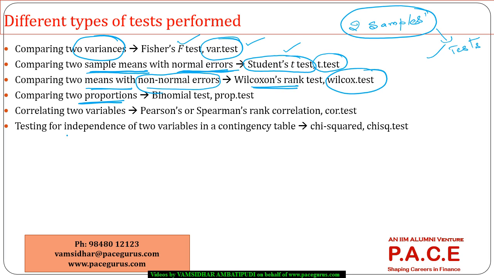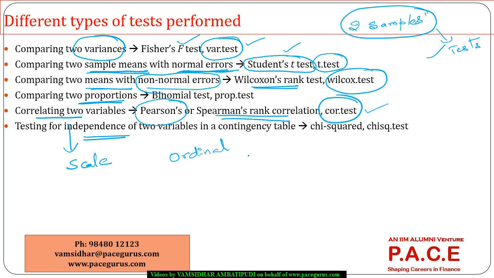Then, if I want to find out the correlation between two scale variables or two continuous variables, then I can use a Pearson correlation coefficient. And if I want to compare the correlation between two ordinal variables, then I can use Spearman's rank correlation coefficient. And both of them can be executed through a function called cor.test, which is what is trying to find out the correlation between the various sets of data.